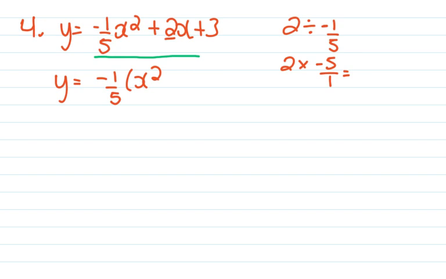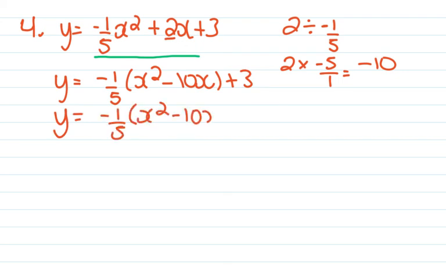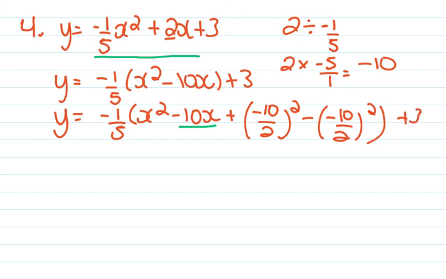And 2 times negative 5 equals negative 10. So it seems backwards that when you divide by a smaller number, you get a bigger number. But that's why it's important to do that either on your calculator or just on the side there. So that leaves me with negative 1/5 bracket x squared minus 10x bracket plus 3. Y equals negative 1/5 x squared minus 10x. We look at the b value, divide it by 2 and square it. (Negative 10 divided by 2) squared minus (negative 10 divided by 2) squared, bracket, plus 3.